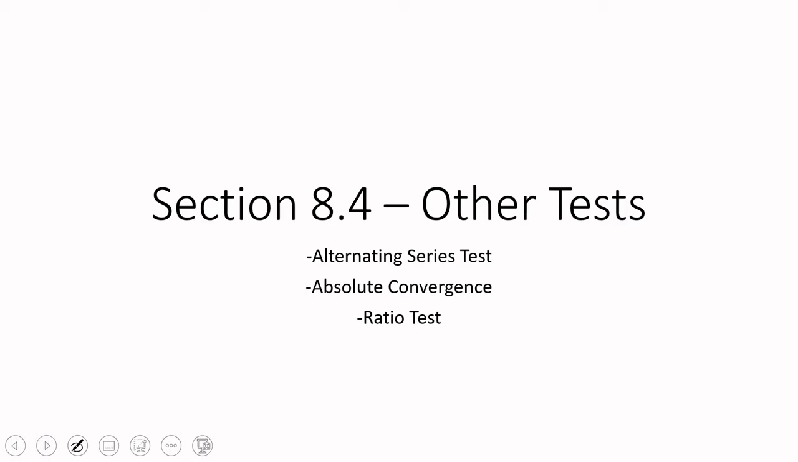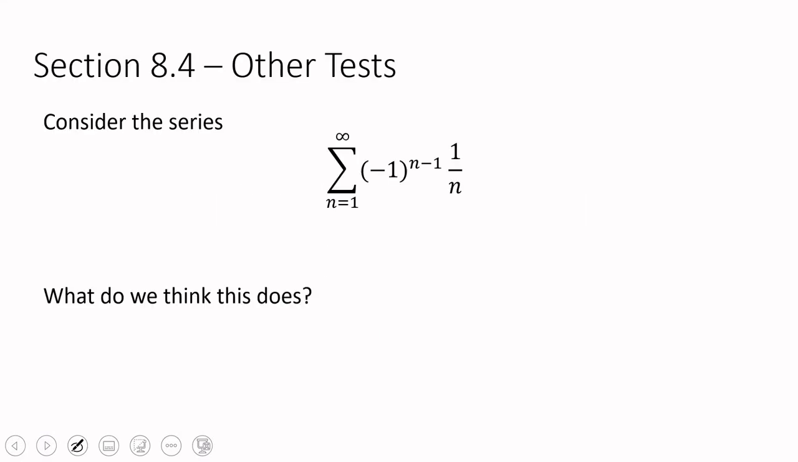In today's video, we're going to be going over section 8.4. We're going to be looking at the alternating series test, absolute convergence, and the ratio test. So we're going to start off with the alternating series test, and the motivating example we're going to use is this one here on the screen.